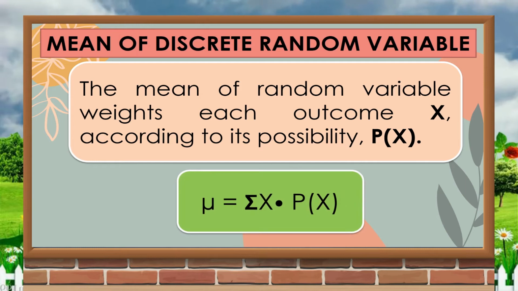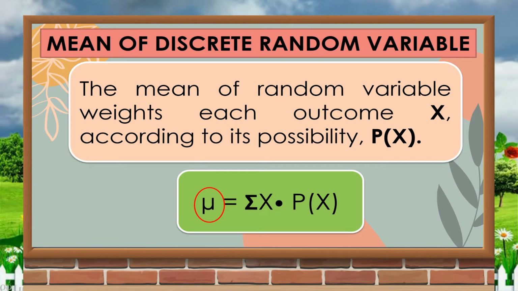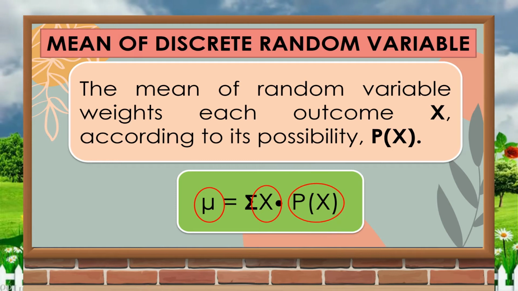The formula for the mean of a discrete random variable is mu is equal to the summation of x times p of x, where mu is the mean of the discrete random variable, x is the possible outcome, and p of x is the probability of the outcome.